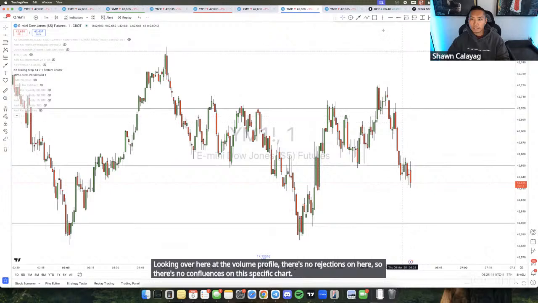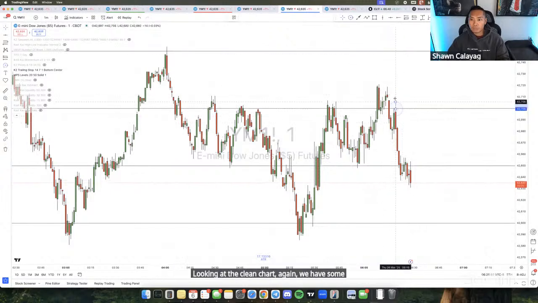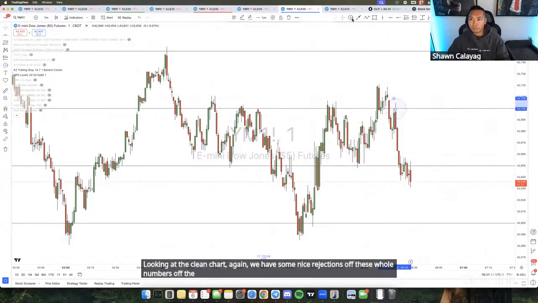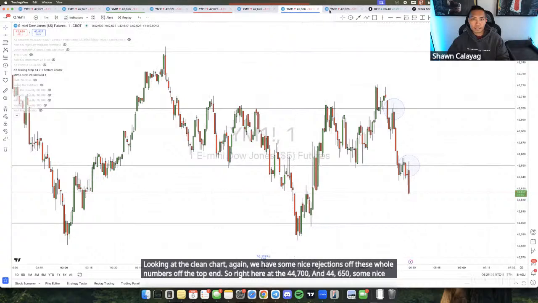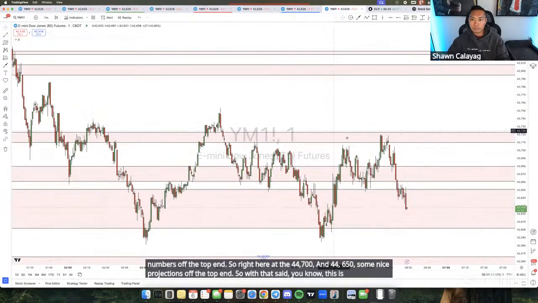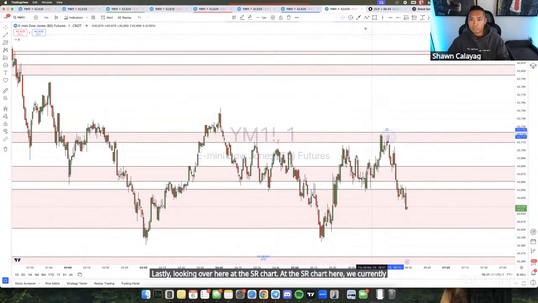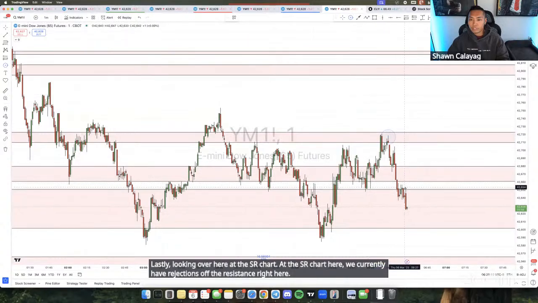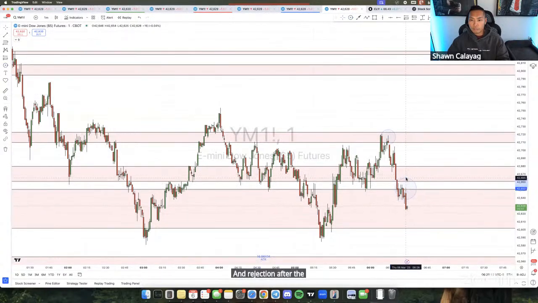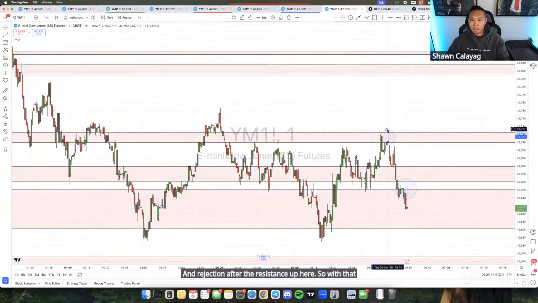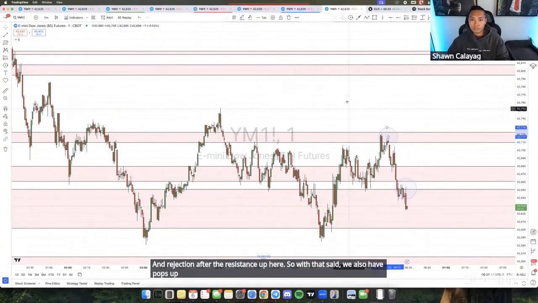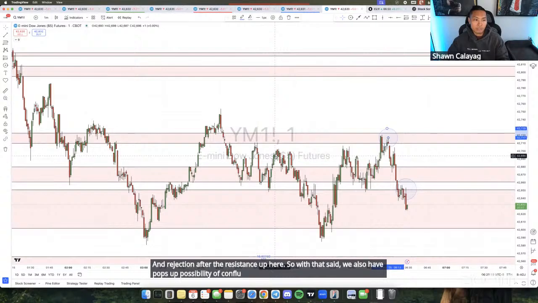Looking at the clean chart, we have some nice rejections off these whole numbers off the top end, right here at 44,700 and 44,650. This lines up with some sells. Lastly, looking at the SR chart, we currently have rejections off the resistance right here and off the resistance up here. So we also have the possibility of confluences to the downside. Sells are looking really good today.